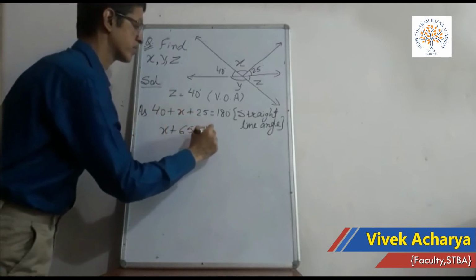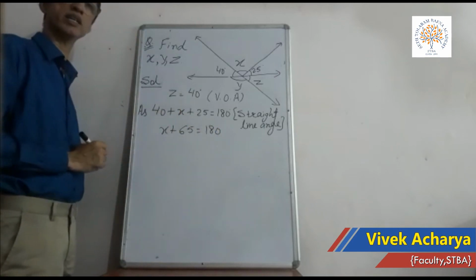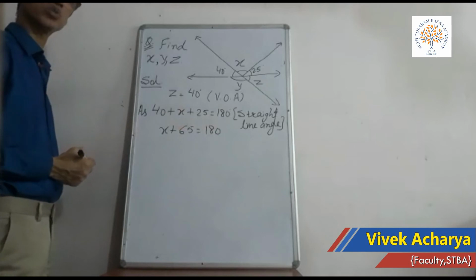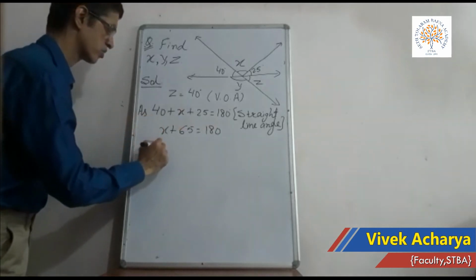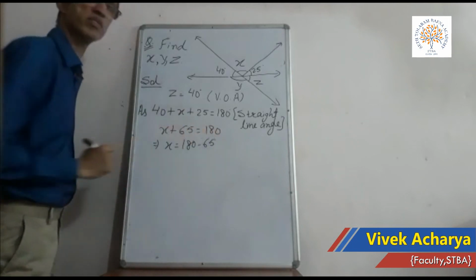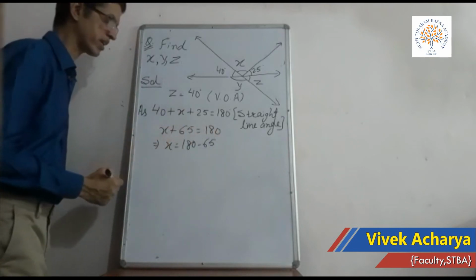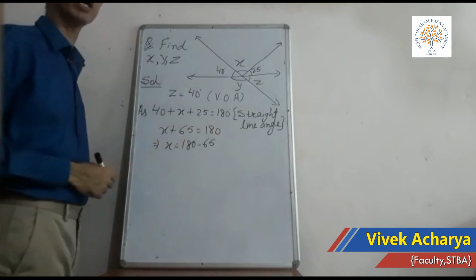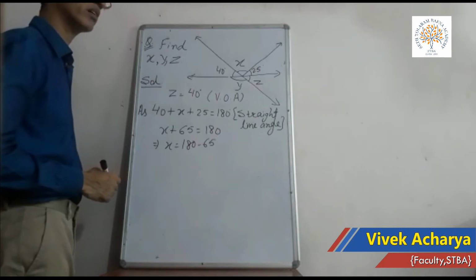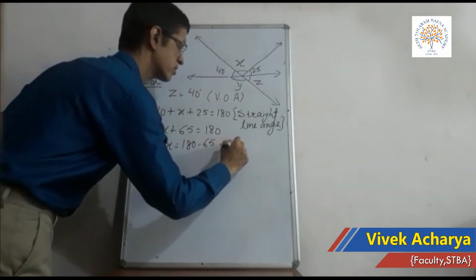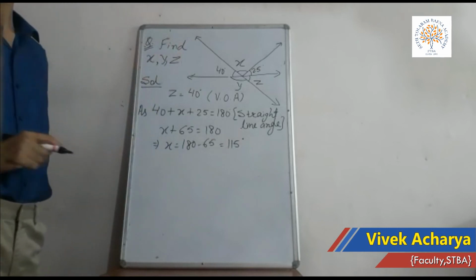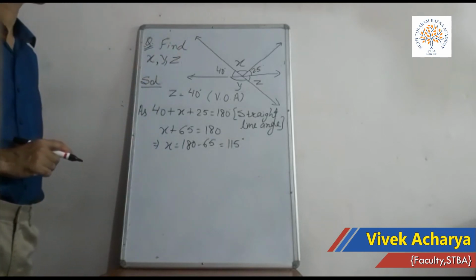Now transfer 65 to this side. So we get x is equal to 180 minus 65. Subtracting 180 minus 65, we get the value 115. So x is 115 degrees. Now we have to solve and find, lastly, the angle y.